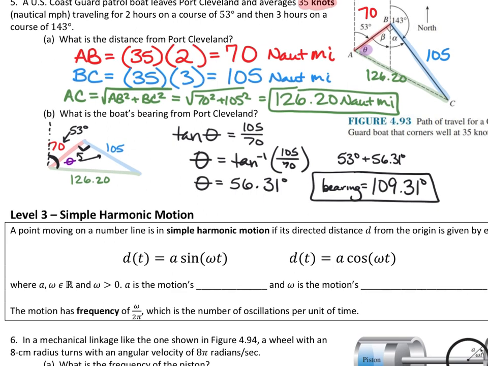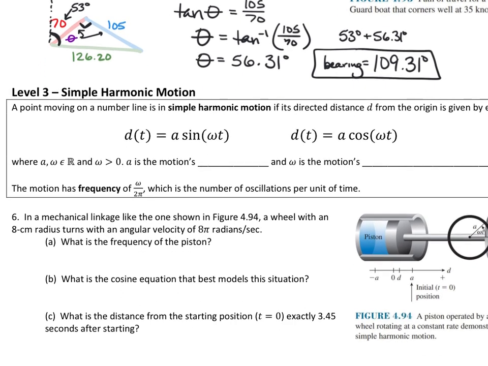Level 3, simple harmonic motion. Again, my physics friends, this will sound familiar to you, hopefully. Simple harmonic motion is a point moving along a number line back and forth, in a wave. So sine and cosine, that is simple harmonic motion.